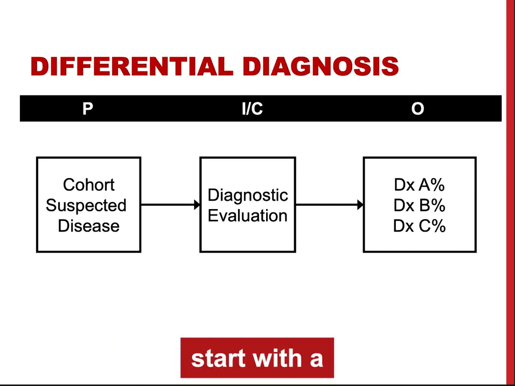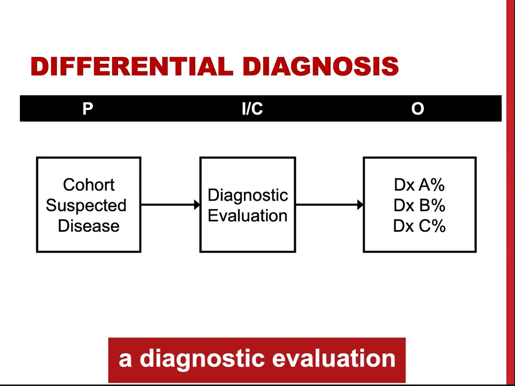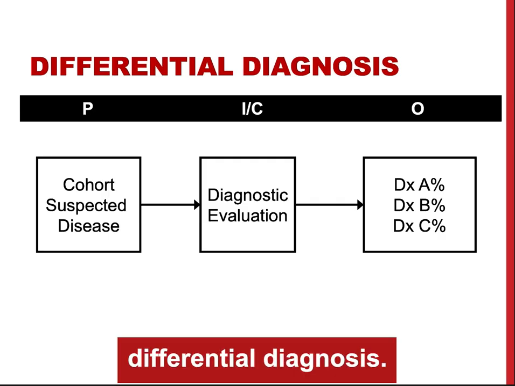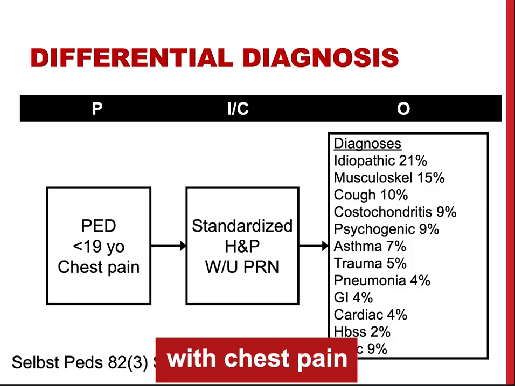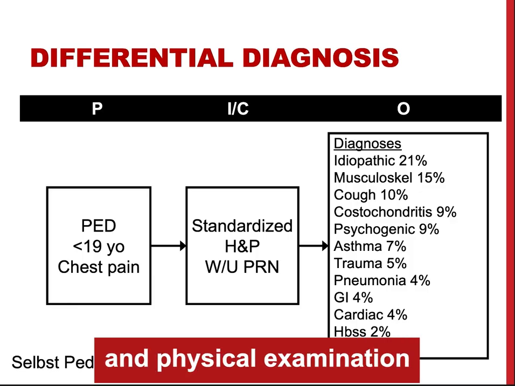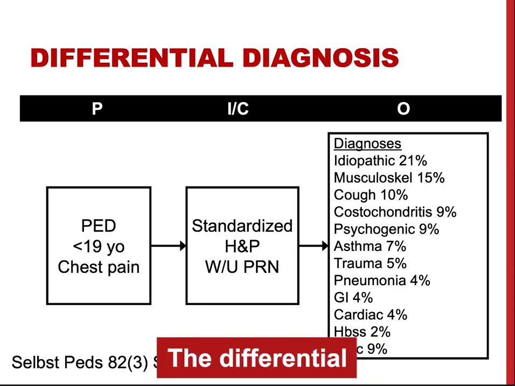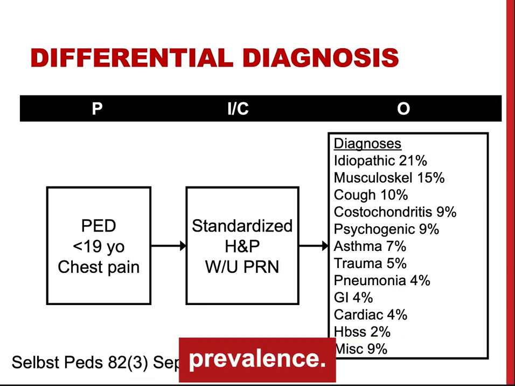Differential diagnosis studies start with a cohort of patients with a suspected disease who then undergo a diagnostic evaluation to determine the relative prevalence of diseases in the differential diagnosis. This study enrolled pediatric patients with chest pain who underwent a standardized history and physical examination and further testing at clinician discretion. The differential diagnosis for pediatric chest pain is listed in the order of relative prevalence.